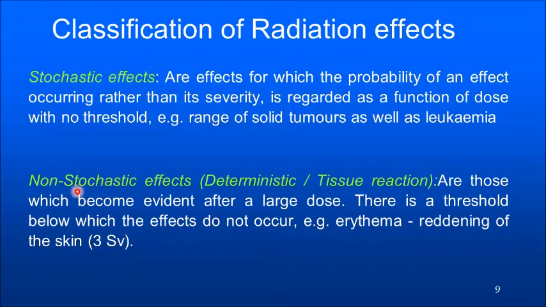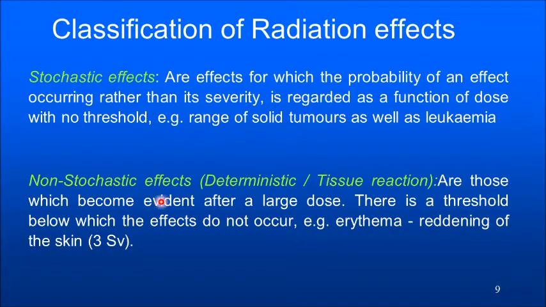Originally it was called non-stochastic effect, and later it became deterministic effect, and now it is called tissue reaction. We will see both. Stochastic effects are effects for which the probability of an effect occurring, rather than the severity, is regarded as a function of the dose with no threshold. The probability of the effect depends on the dose and not the severity. Examples are a range of solid tumors as well as leukemia.